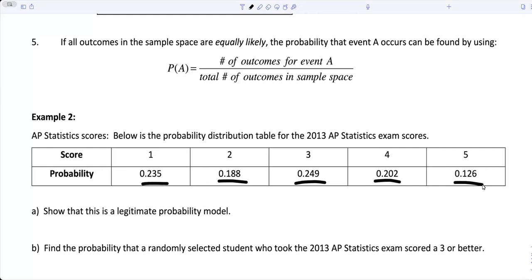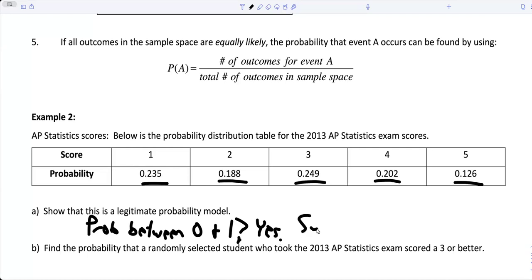But part A says show that this is a legitimate probability model. Are all the probabilities between 0 and 1? Yes. Is the sum of all the outcomes equal to 1? They are. Okay, I'll save us a little time. Sum equals 1 as well. So this is legit.